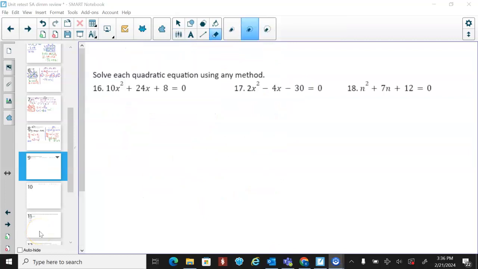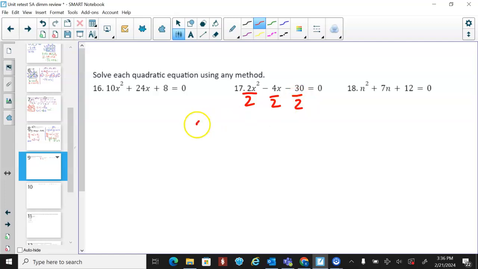All right, number 17, the same thing. You can check your answers in Desmos. I would highly encourage that to save time. I'm just going to go ahead and solve it. Again, I don't want to multiply 2 times 30 and try to figure it out. So what I'm going to do is see if I can divide it by something. I got 2, 4, and 30. I know I can divide it by 2. I'm going to take a 2 out. So that's going to be just x squared left, -2x, and then minus 15, okay?